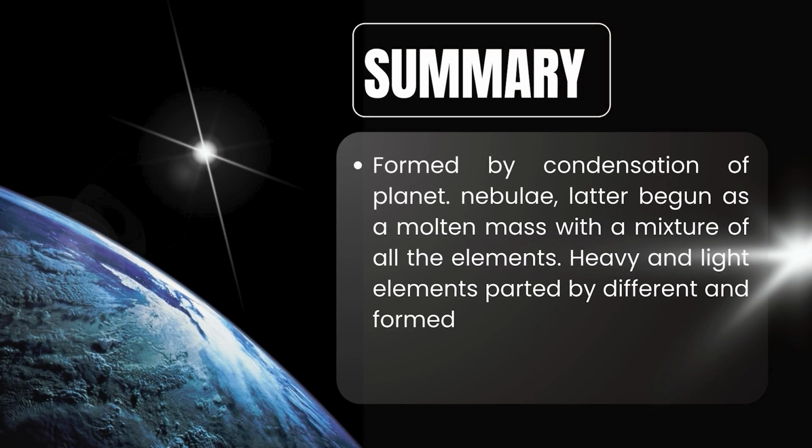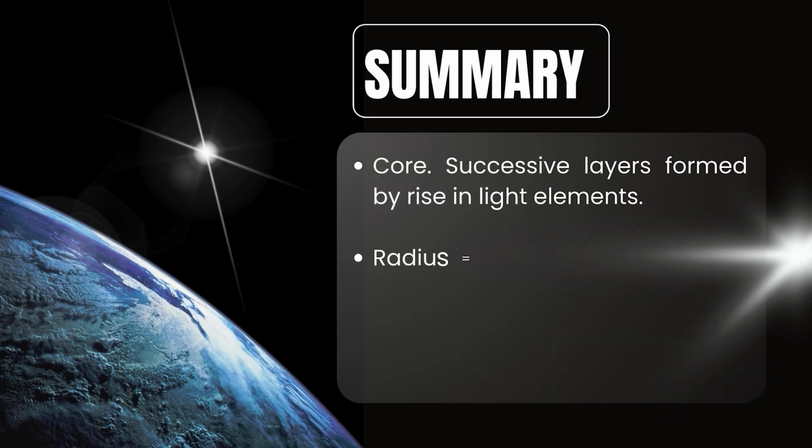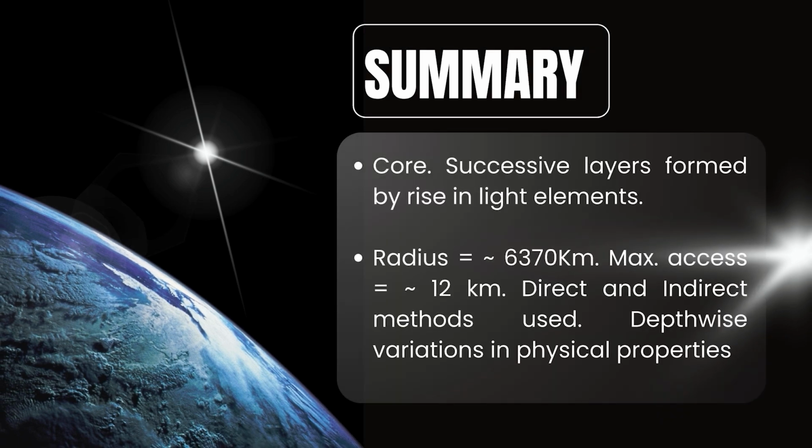For this study, the earth is formed by condensation of planetary nebulae, later beginning as a molten mass with a mixture of all the elements, heavy and light elements parted by differentiation and formed core, crust and mantle. Core successive layers formed by rise of light elements. Radius is around 6370 km. Maximum depth reached by a mine is around 12 km.